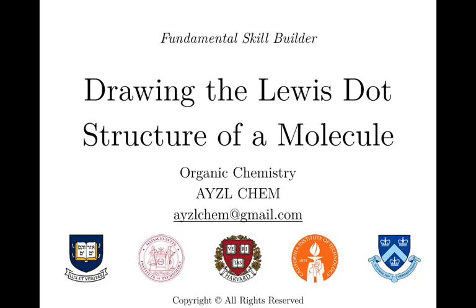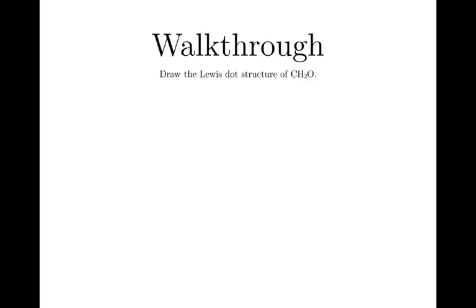Hi everyone. In today's Fundamental Skill Builder series on the subject of organic chemistry, I'll be teaching you on drawing the Lewis dot structure of a molecule. To walk this through, let's look at an example. Draw the Lewis dot structure of CH2O. This molecule is known as formaldehyde.